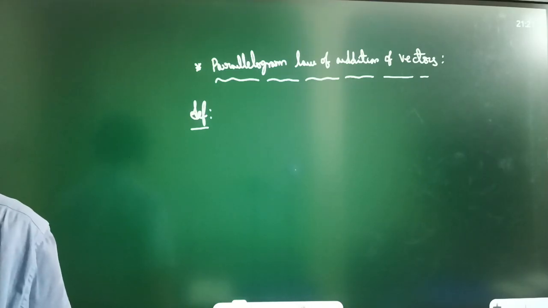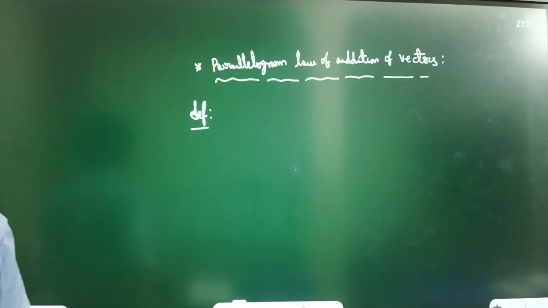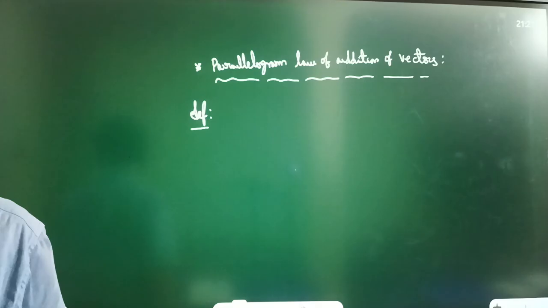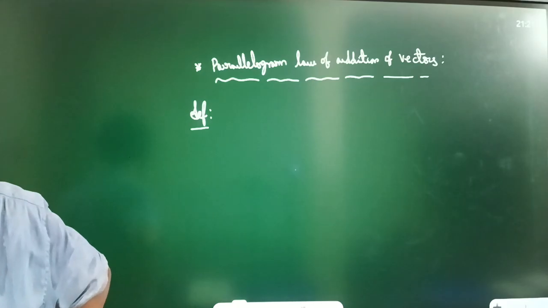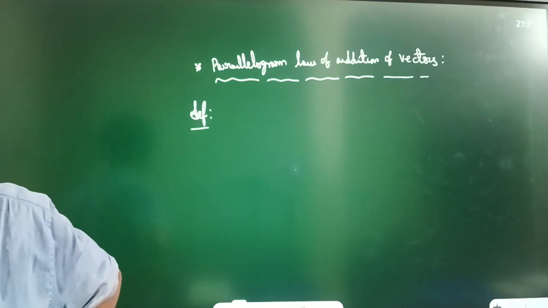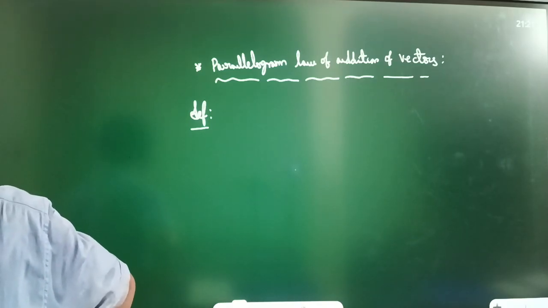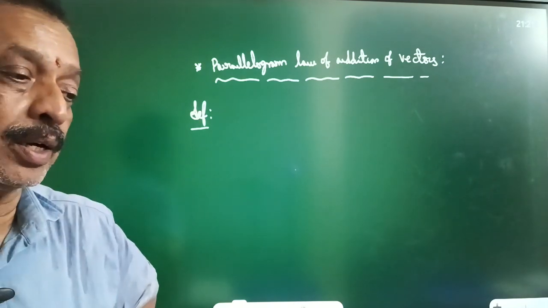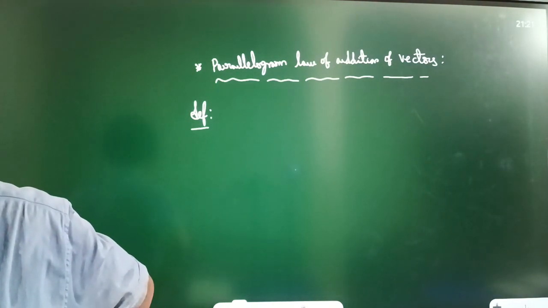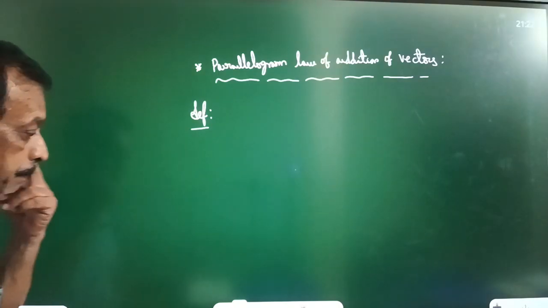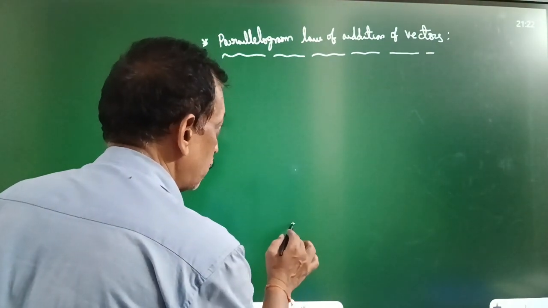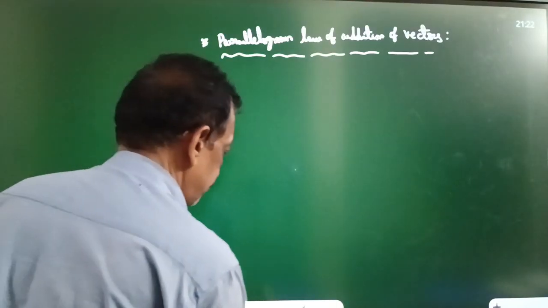the diagonal of the parallelogram drawn from the same point represents the resultant of two vectors, both in magnitude and direction. So see here.